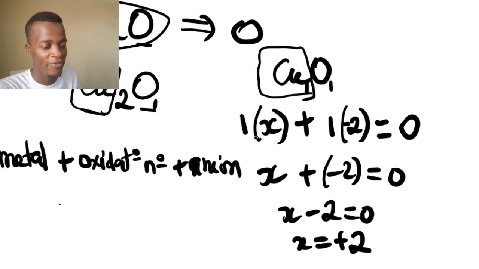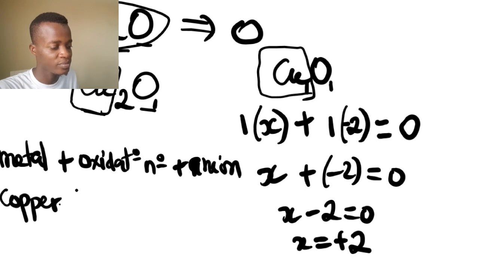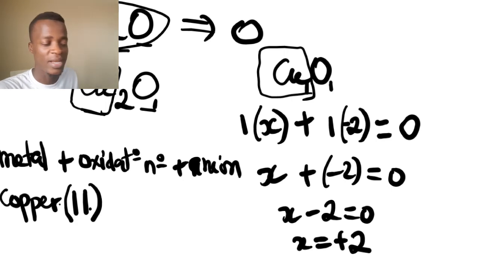So here, if you have this CuO, what are we having? The metal is copper, so we are going to say copper. What's the oxidation number? You put the oxidation number in a bracket. The oxidation number is 2, right? It's in Roman numerals. Don't just write 2 here, but let it be in Roman numerals, right? Then what's the name of the anion? The anion is oxide. Oxygen is oxide, right?